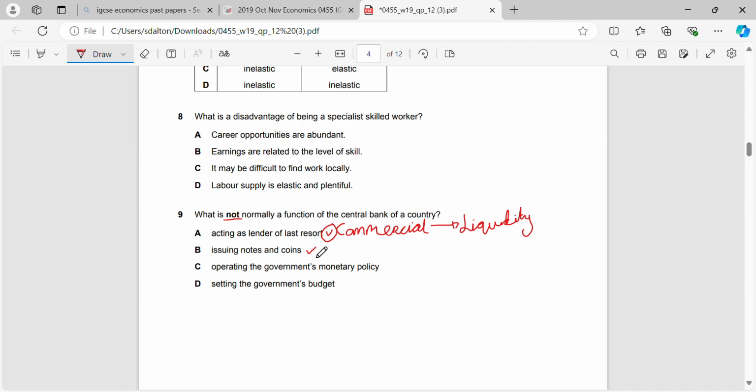They do also issue notes and coins, because what they do is they operate or control the money supply, and that's exactly what that is, right? And they do operate the government's monetary policy, because they are the people who set the rate of interest, and then they ask the commercial bank to follow that rate of interest.